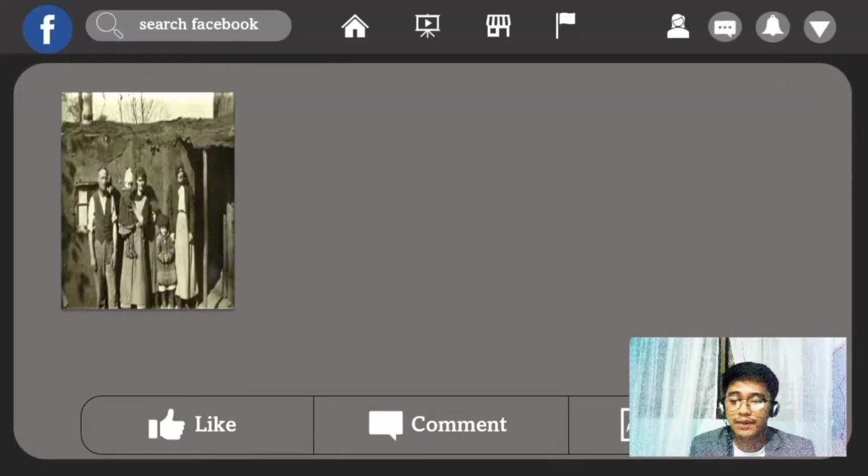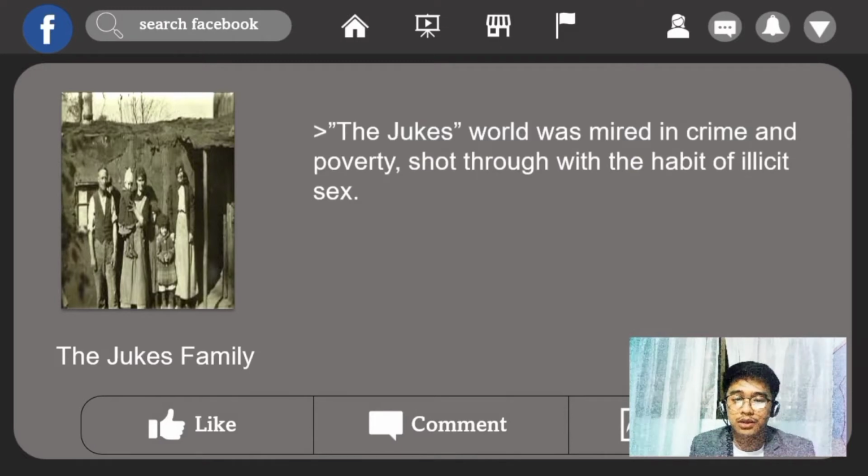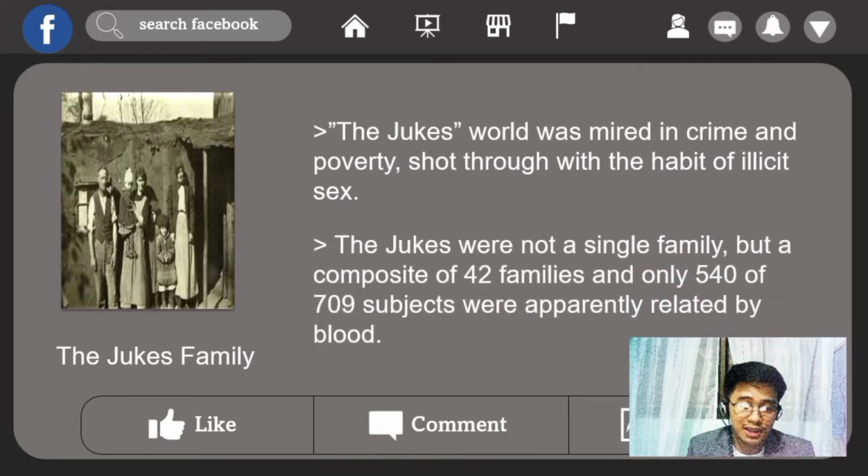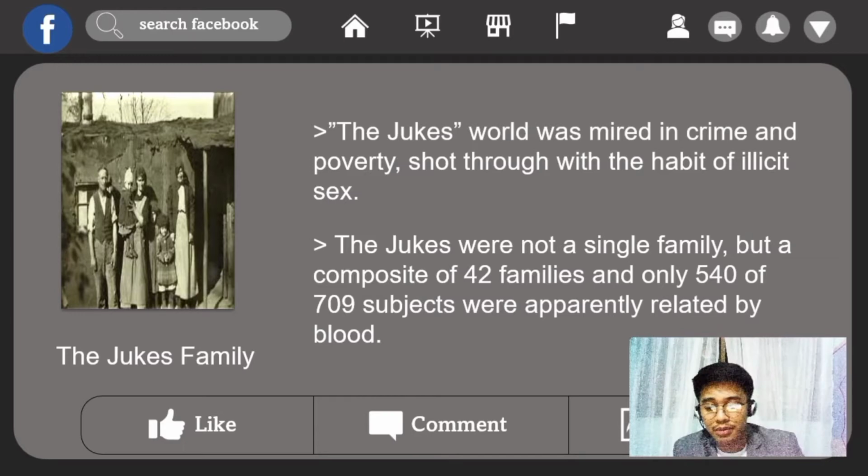The Jukes family world was mired in crime and poverty, shot through with a habit of illicit sex. The Jukes were not a single family but a composite of 42 families, and only 540 of 709 subjects were apparently related by blood. So the Jukes family is a huge and not a normal family, full of criminals and delinquents.